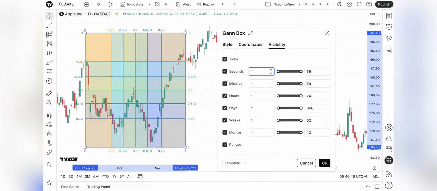And that's the full breakdown of the Gann box in TradingView. Whether you're forecasting future price levels, identifying timing cycles, or combining it with angles, this tool can add structure and logic to your market analysis when used correctly.